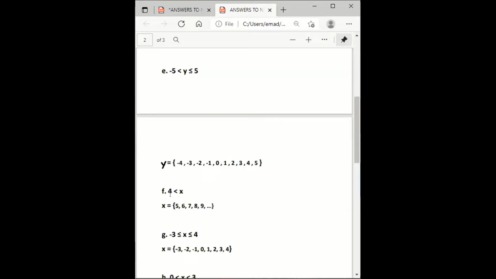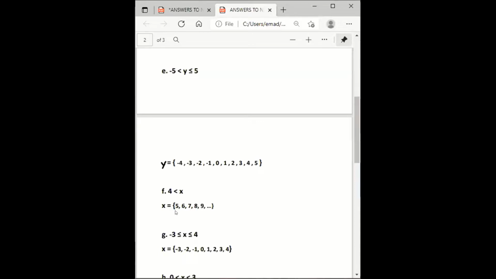Moving to the 6th one, which is 4 is less than x. But I think it would make more sense if we read it as x is greater than 4. I think it can make more sense there, and it shall help us find the answer easily. So here, our solution set will be written as x is equal to the numbers that are greater than 4.